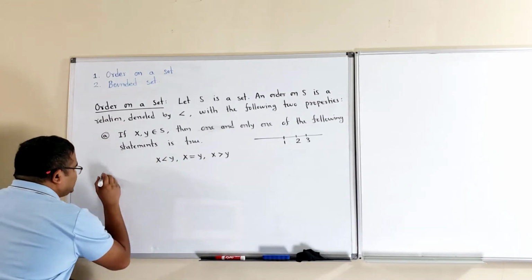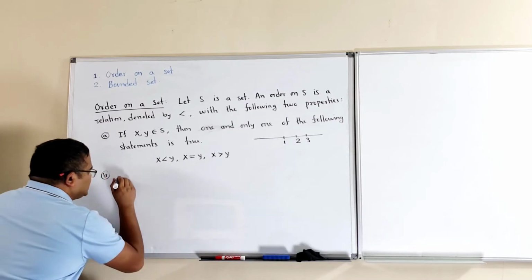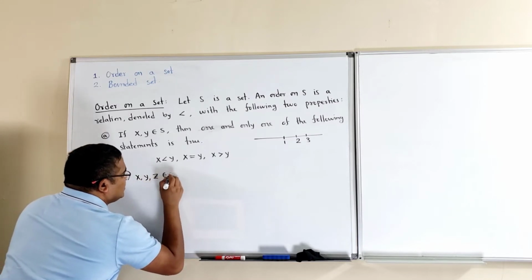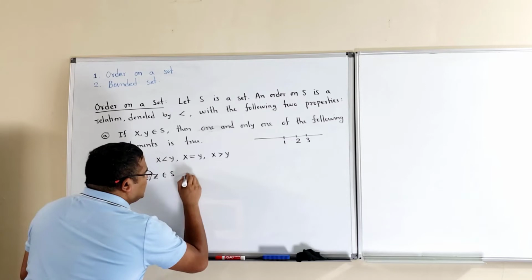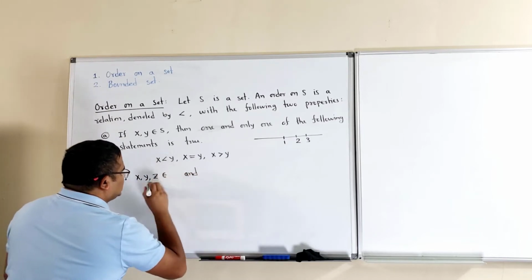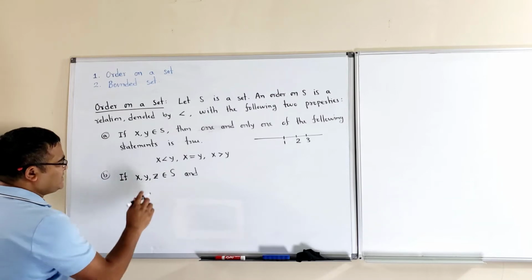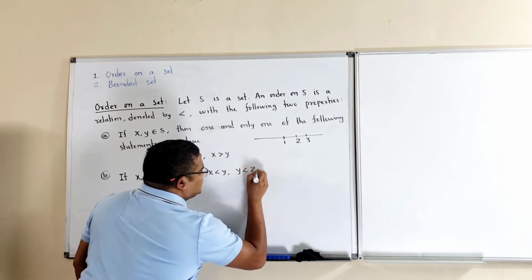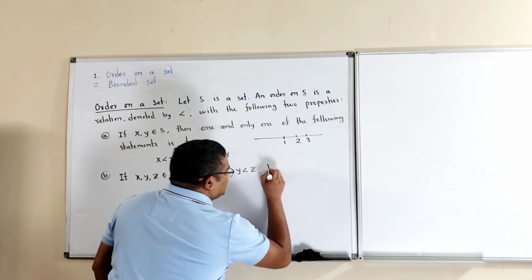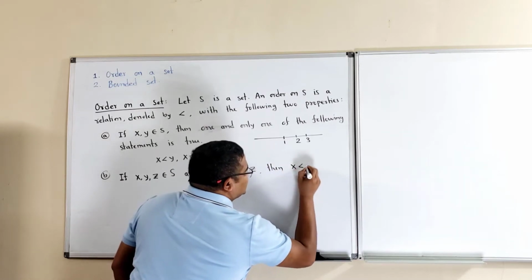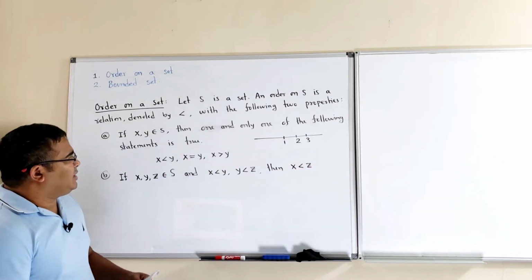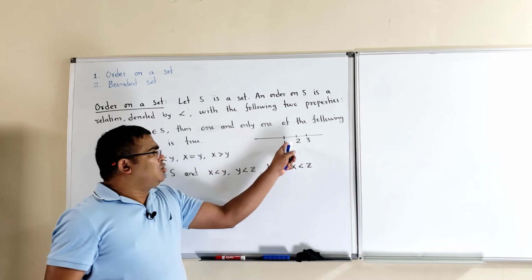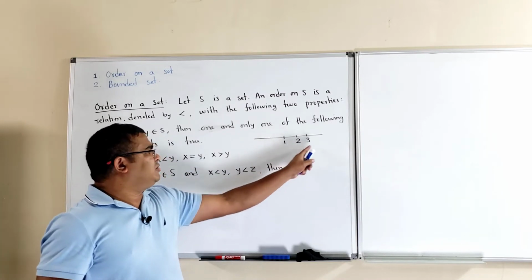Now the second property is, if x, y and z are elements of S, and if x is less than y and y is less than z, then x would be less than z. Like 1 is less than 2, 2 is less than 3, so we can conclude that 1 is less than 3.